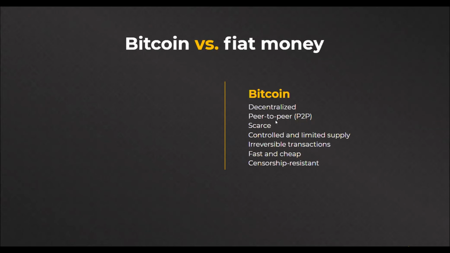But Bitcoin is decentralized. It is stored on the Bitcoin network, on the Bitcoin blockchain, sorry. Now it's peer-to-peer. Because it is decentralized and on the Bitcoin blockchain, anybody who's on the Bitcoin blockchain can receive money from you directly without a middleman. It is scarce, controlled, and has limited supply. The transactions are irreversible. It is fast and cheap.